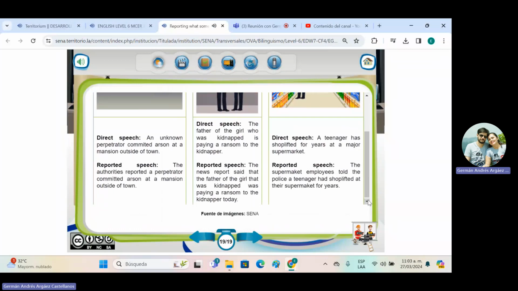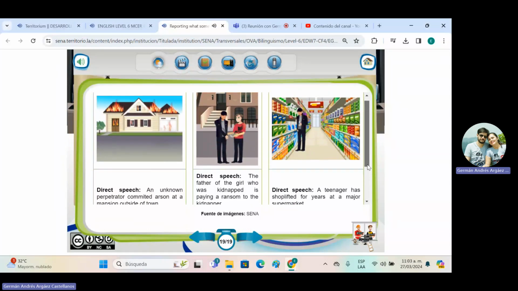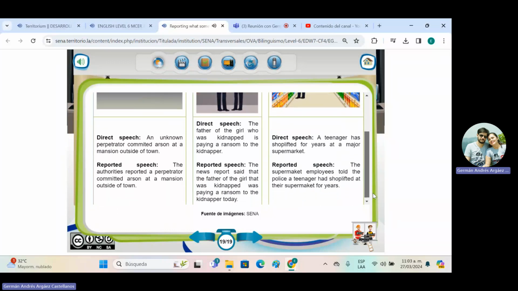Direct speech: The father of the girl who was kidnapped is paying a ransom to the kidnapper. Reported speech: The news report said that the father of the girl that was kidnapped was paying a ransom to the kidnapper today. Direct speech: A teenager had shoplifted for years at a major supermarket. Reported speech: The supermarket employees told the police a teenager had shoplifted at the supermarket for years.